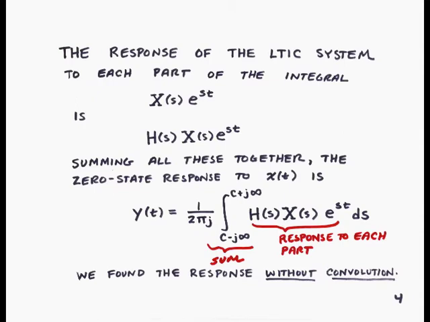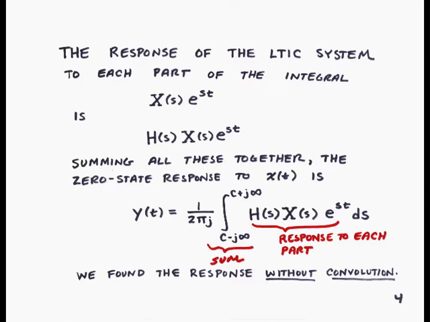So as before, let's use superposition to find out what the output would be to this particular input, that is the integral. The response of a linear time invariant system to each part of the integral, and each part is going to be an x of s e to the st for some value of s in the complex plane. The response to that will be h of s times x of s e to the st. And now we can go ahead and do the summation of all those responses because we're using superposition.